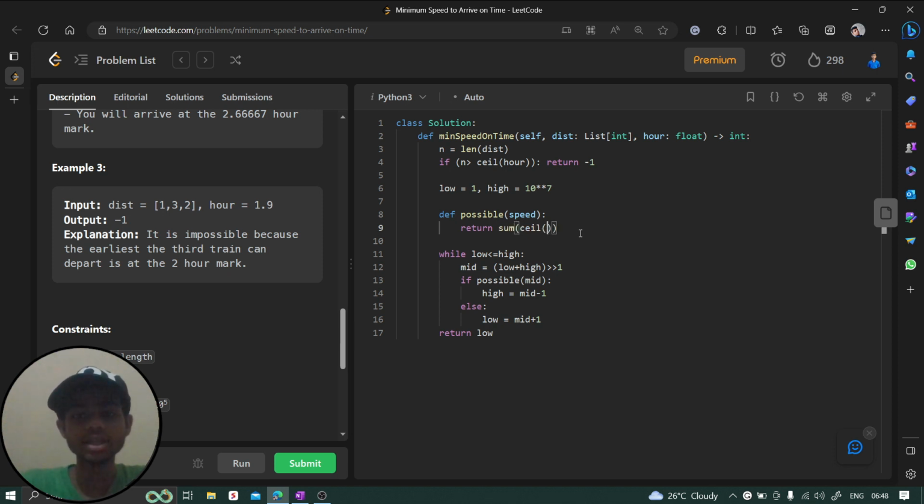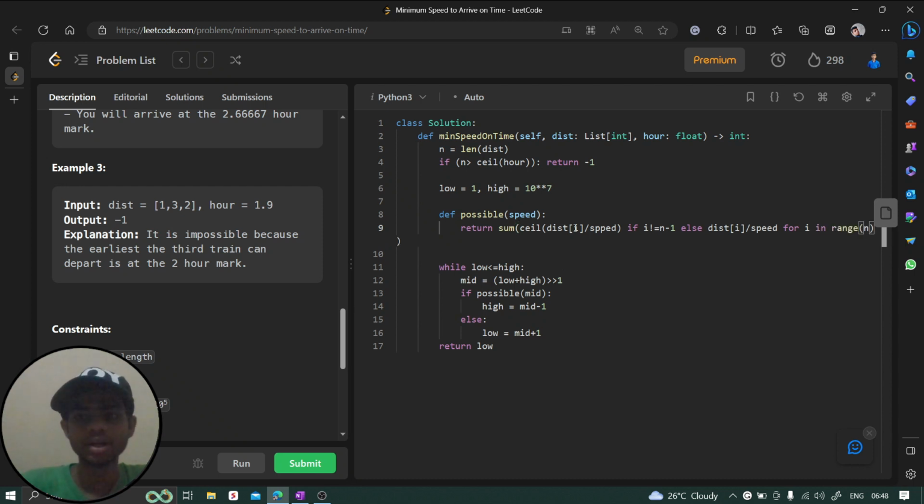What is it going to be? It's going to be ceil, and we can say distance of i divided by speed. I'll show you what I'm doing. If i is not equal to n minus 1, else we are going to say distance of i divided by speed, and it's going to work for i, we could say for i in range of n, right? And after that you can say it should be less than or equal to hour.